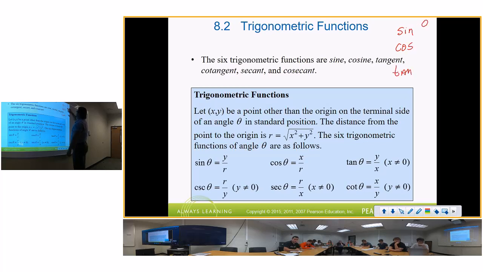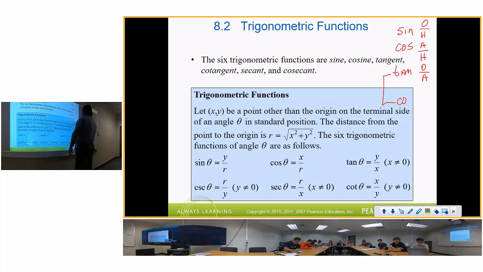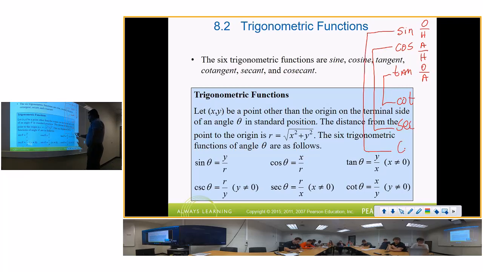Oscar had a hunk of apple. Okay, if you know those, then you know the rest, because all they are reciprocals. Okay, the reciprocal of the tangent is the what? Cotangent. The reciprocal of the cosine is the what? Secant. And the reciprocal of the sine is the what? Cosecant.